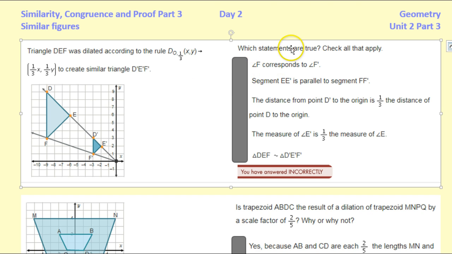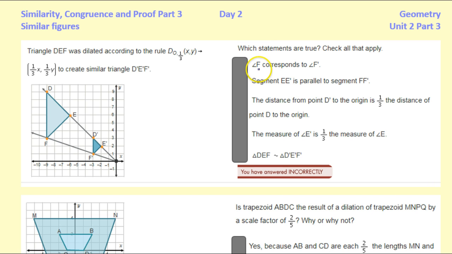Alright, now, which statements are true? Check all that apply. Let's see, angle F corresponds to angle F prime. Well, that's obviously true because the letters are the same. F, F prime. Yeah, that's what that means. So moving on, segment E, E prime. Okay, so that's this segment right here from E to E prime, is parallel to segment F, F prime.